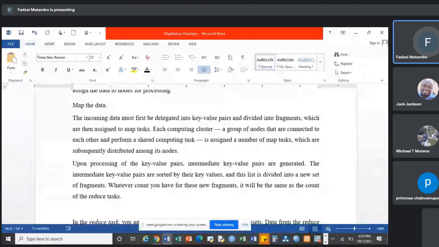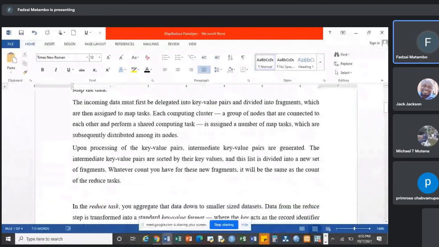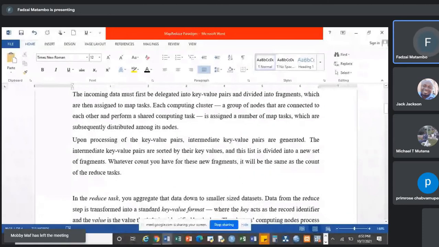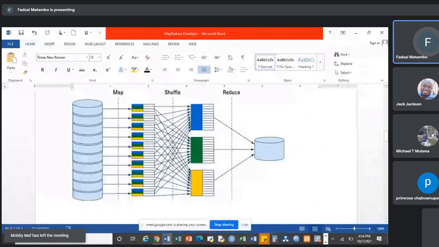Upon processing of the key value pairs, intermediate key value pairs are generated. So the key value pairs, they are generated. You can see that there are connections between this second batch of tasks with the next ones. And you can see that the arrows are pointing from each point to the other cluster in front of them. So those are connections which are done in the mapping process.